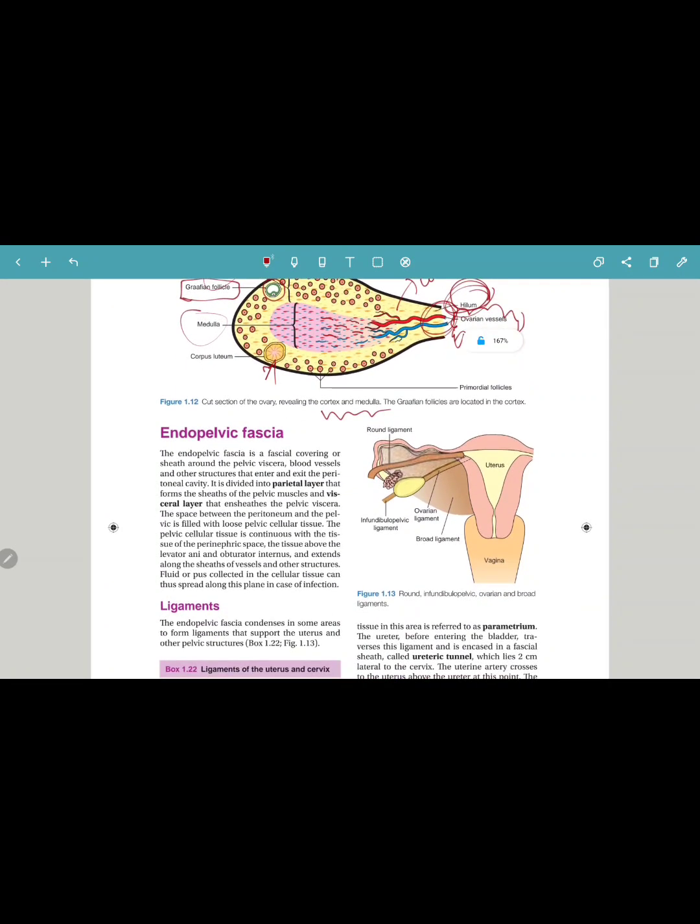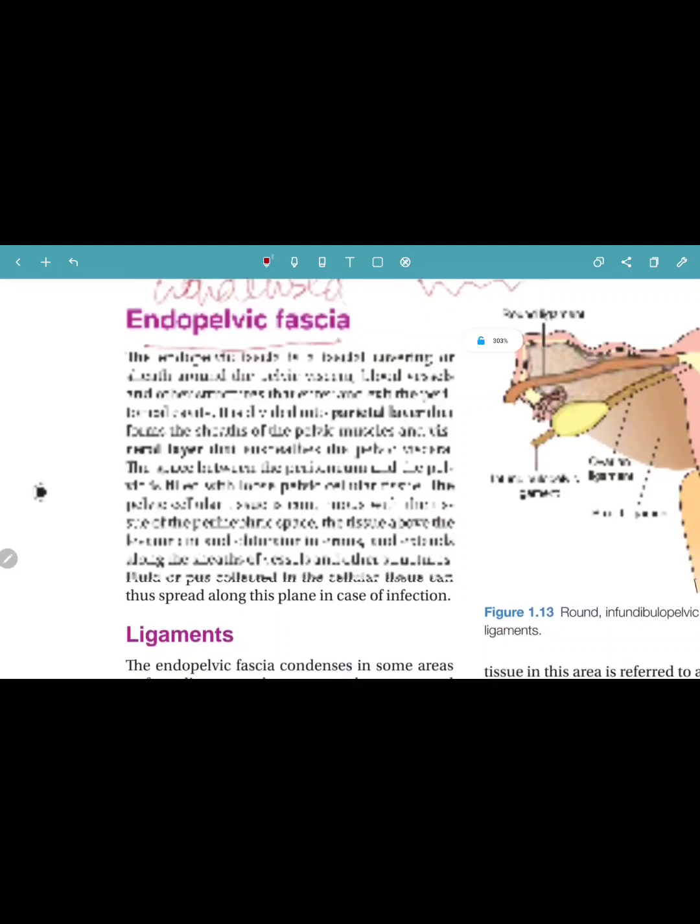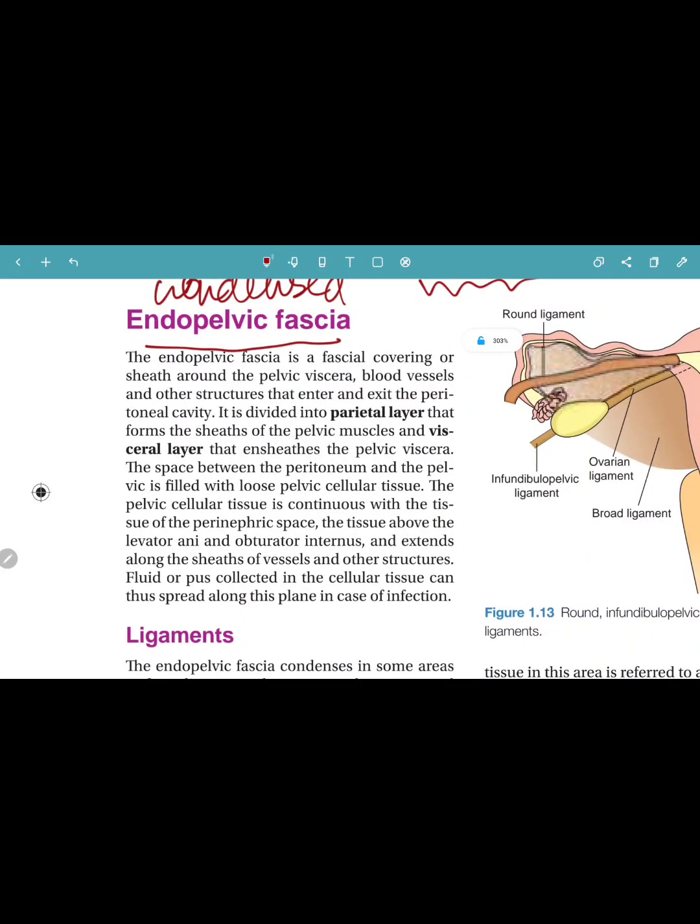Now let's move on to endopelvic fascia. What is this endopelvic fascia? This endopelvic fascia is a fascial covering or sheath around the pelvic viscera, blood vessels and other structures that enter and exit the peritoneal cavity. It is divided into a parietal layer that forms the sheath of the pelvic muscles, as well as the visceral layer that ensheaths the pelvic viscera.